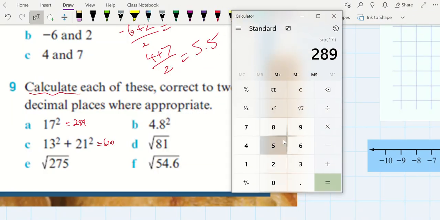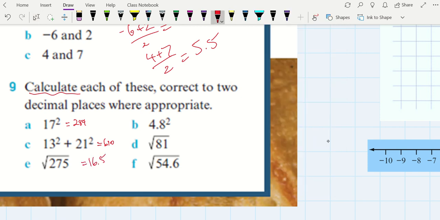The square root of, where are we? 275. So we go square root, oh, maybe I need to cancel that. Let's see how this goes. Square root of 275 equals, maybe I need to do that first. Okay, yeah. So 16.58. I think it's to 2 decimal places. And that's it.